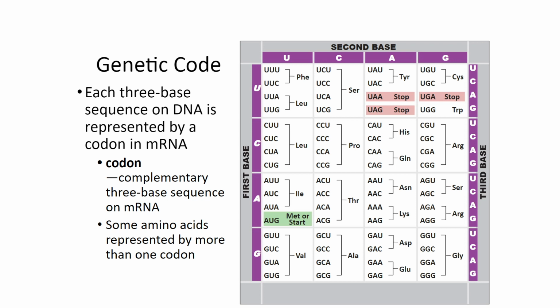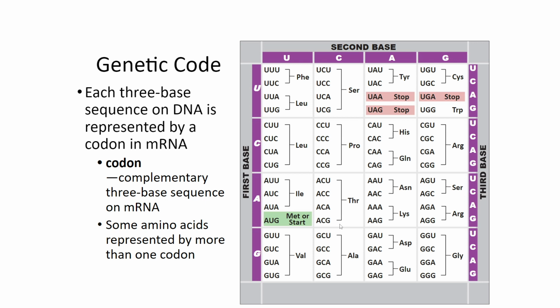So a codon is on mRNA. It's the complementary 3 base sequence of mRNA to a DNA triplet. Notice that some amino acids are represented by more than one codon. For example, THR or threonine is represented by ACU, ACC, ACA, and ACG.